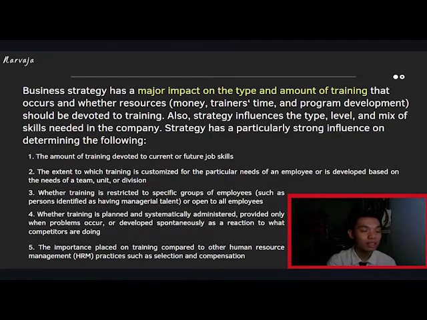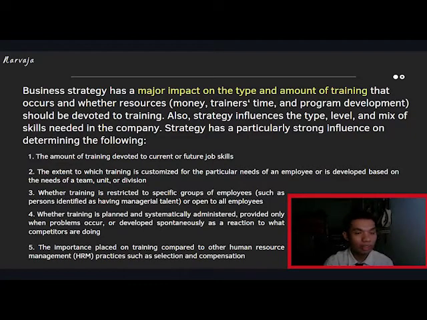Business strategy has a major impact on the type and amount of training that occurs and whether resources should be devoted to training. Also, strategy influences the type, level, and mix of skills needed in a company. So as the business comes up with a plan, the resources reserved for training depend on the business strategy. Company strategies differ based on what needs to be done and what training needs to achieve.